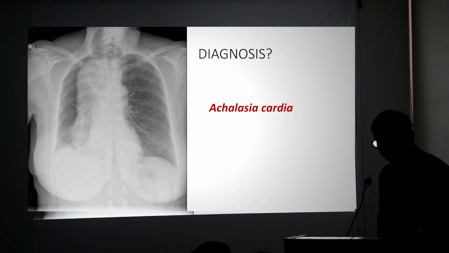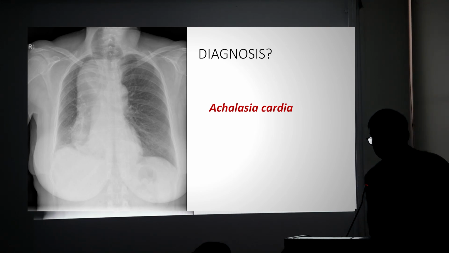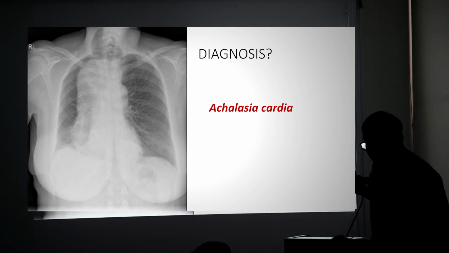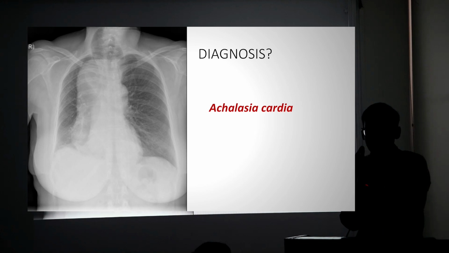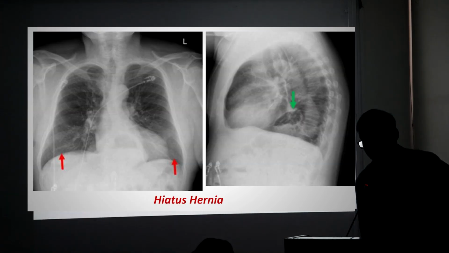This is a case of achalasia cardia. Why do I say this is achalasia cardia? We can see at the top level, at the neck level, there's an air fluid level. So what does this mean? Achalasia cardia means the gastroesophageal junction is not able to relax properly. So there's a lot of food going, but it's not going down. So fluid is accumulating and it is causing an air fluid level inside the esophagus.